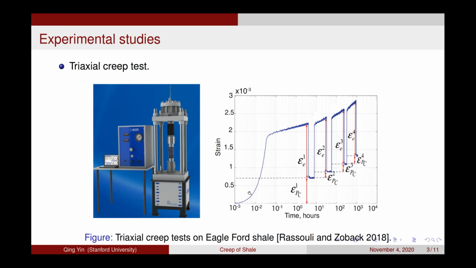And this example is on the Eagle Ford shale. We can see the creep curve. First of all, the observation is the creep lasts for like 10 to the 4th hours, which is almost a month. This is a very time-consuming experiment. And secondly, the experiment first loads the material and then unloads it and then reloads it. After this load and reload procedure, every time we can see a residual viscoplastic strain here. Which means this behavior is viscoplastic.